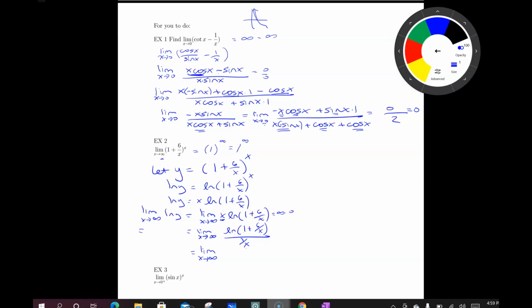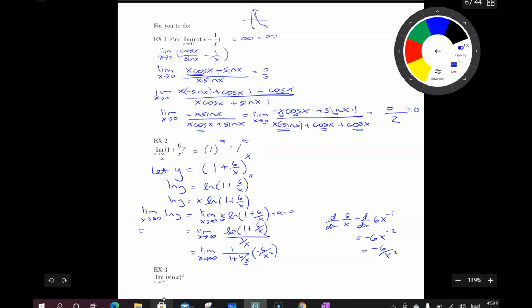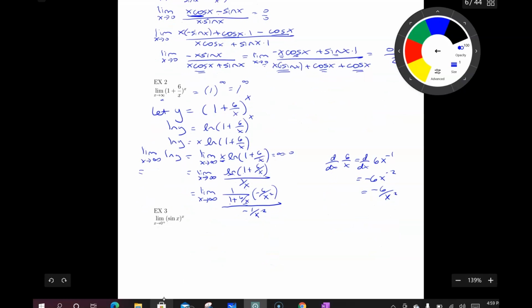Okay, so the derivative of ln of stuff is 1 over stuff times the derivative of stuff. The derivative of 1 is 0. The derivative of 6 over x will give me negative 6 over x squared, right? The derivative of 6 over x is the same thing as the derivative of 6 times x to the negative 1, which is negative 6x to the negative 2, or negative 6 over x squared. Okay, so that's the numerator. The derivative of 1 over x will give me negative 1 over x squared.